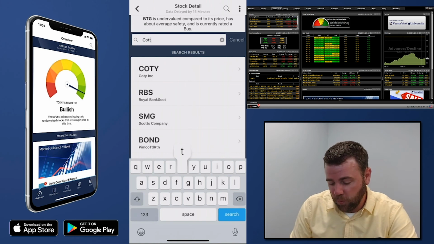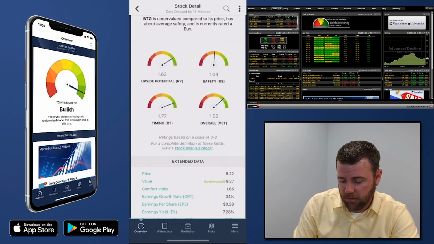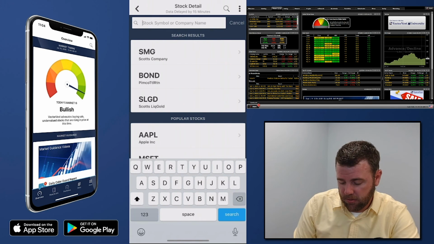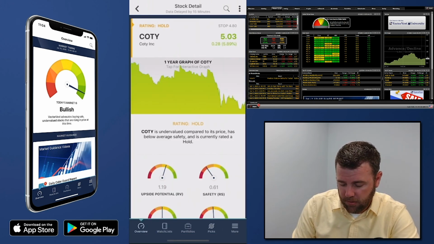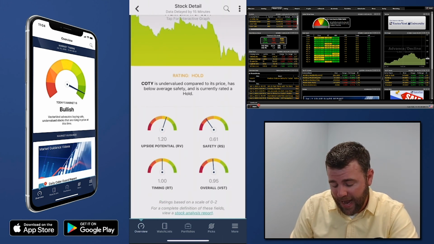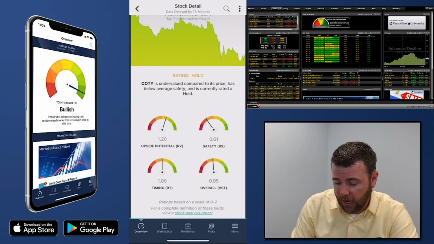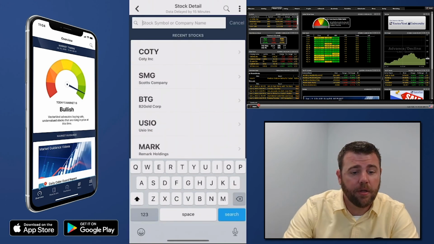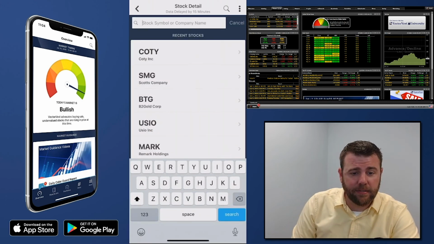All right, COTY. Oh, wrong one. COTY. There we go. Good long-term potential, a lot of risk with it, however. Timing is about flat, so therefore the stock's not favorable currently. DIS.